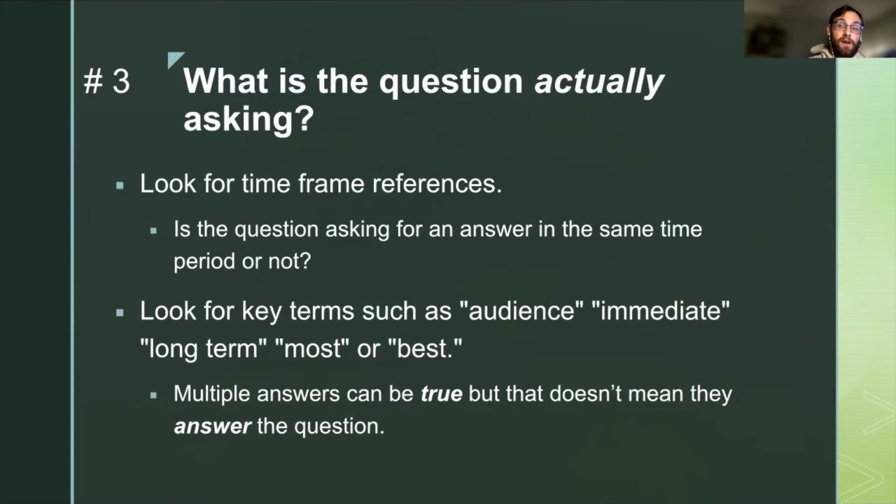Also, tip 3.5, especially if you're not doing the digital exam, you can annotate your multiple choice questions. I would highly recommend when trying to figure out what a question is actually asking, annotate, mark it up as you would a document on a DBQ.